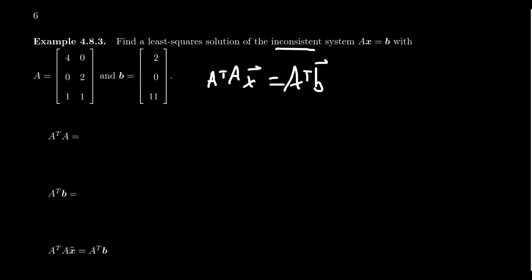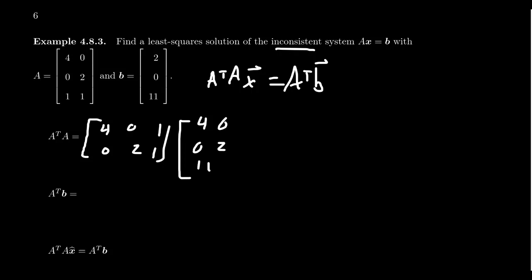So we have to first calculate A transpose A. So you're going to get [4, 0, 1; 0, 2, 1]. Remember, transpose turns rows into columns. And then you multiply by [4, 0; 0, 2; 1, 1].